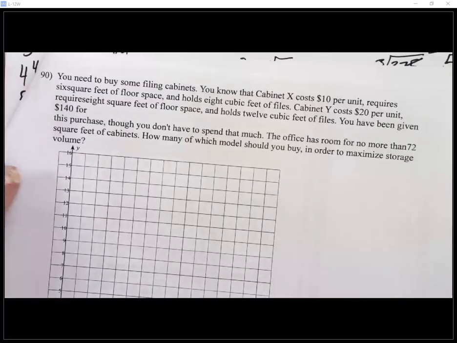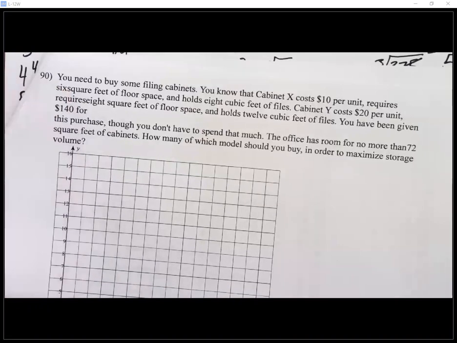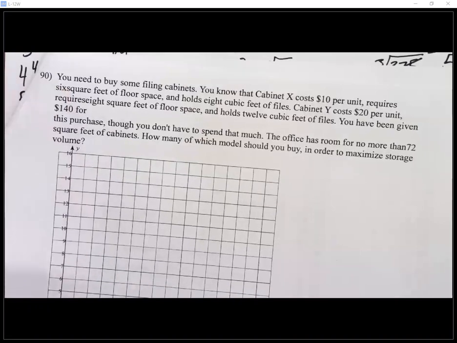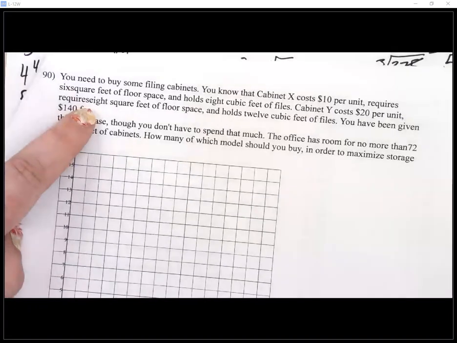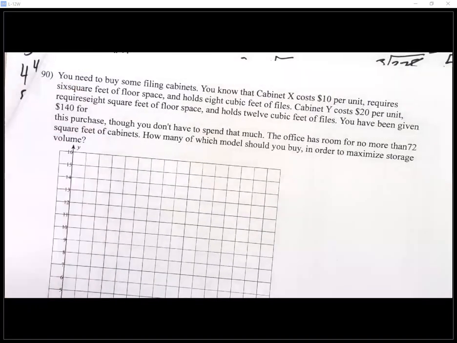So you need to buy some filing cabinets. You know that cabinet X is $10, requires 6 square feet of floor space and holds 8 cubic feet of files. Cabinet Y is $20, requires 8 feet of floor space, holds 12 cubic feet of files. You have been given $140 for this purchase, but you don't have to spend that much. The office room has no more than 72 square feet of cabinets. How many of which model should you buy in order to maximize storage volume?